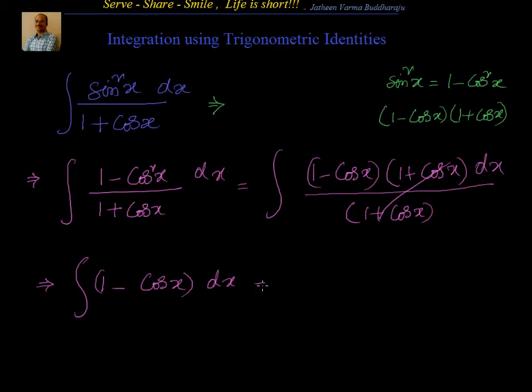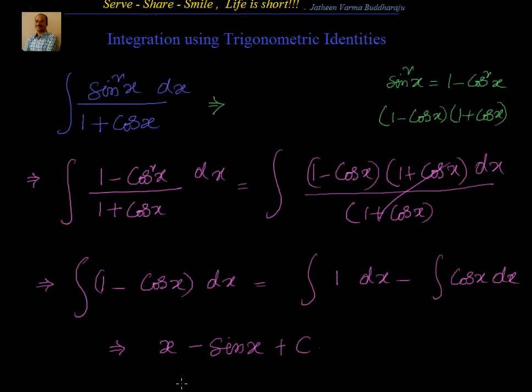dx. Can we separate them now and say integral of 1 dx minus integral of cos x dx. We know integral of 1 is x and we know integral of cos x is sin x, and we have a constant at the end. So the answer is x minus sin x plus c.